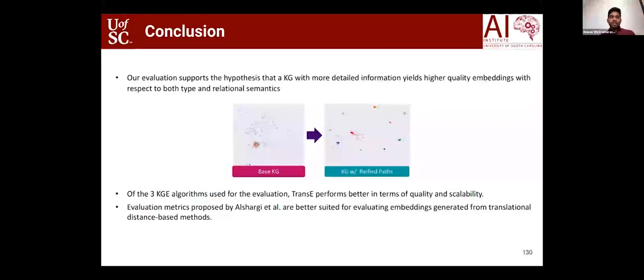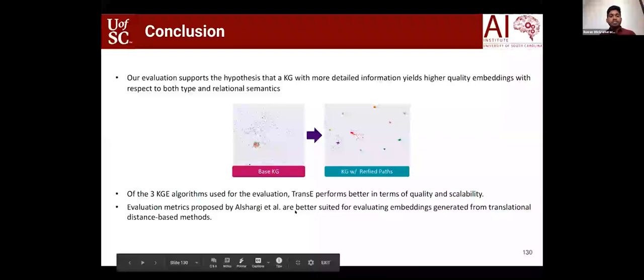So as key takeaways, our evaluation, looking at multiple evaluation metrics and the 2D visualization of the embedding space, supports the hypothesis that the KG with the highest informational detail yields better quality embeddings with respect to both the type semantics and the relational semantics that are contained in the knowledge graph. And about the algorithms, we want to note that TransE performed better in terms of both scalability and embedding quality.